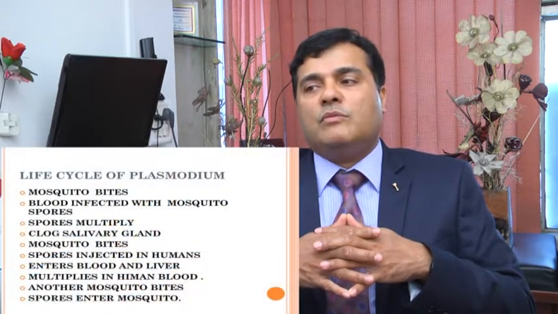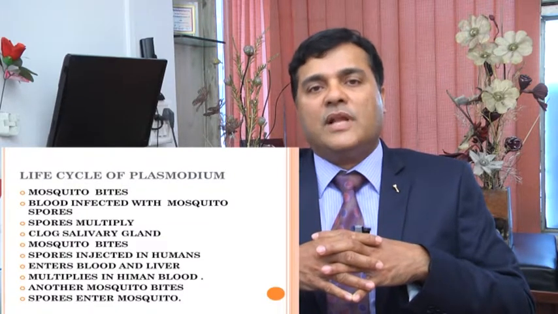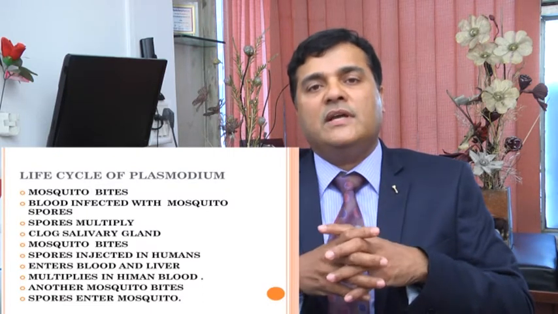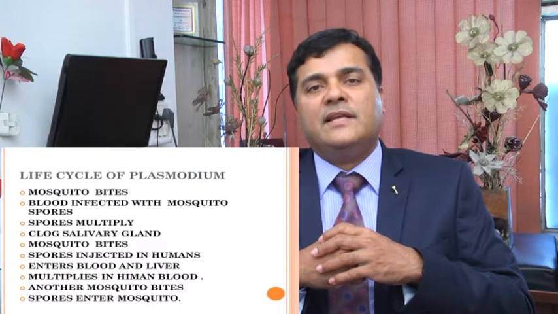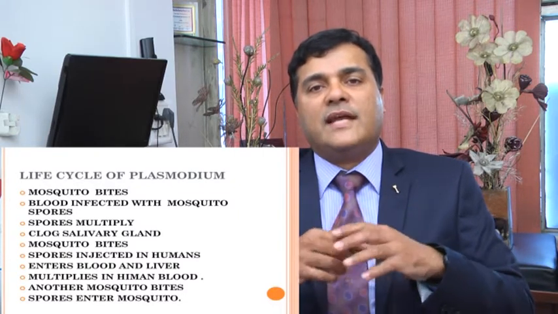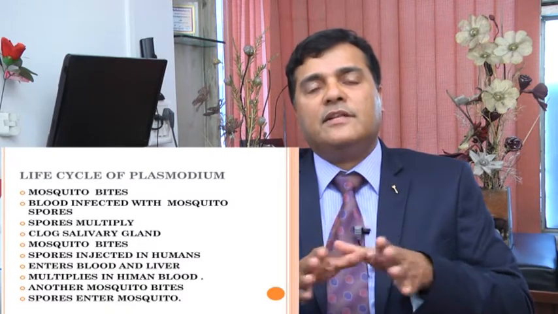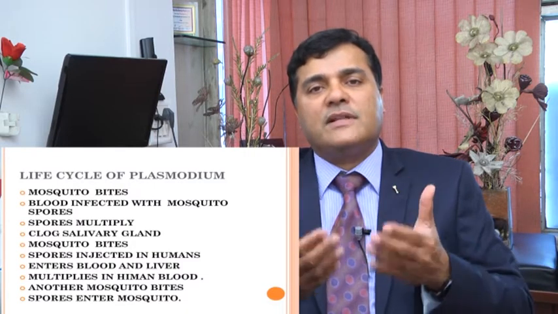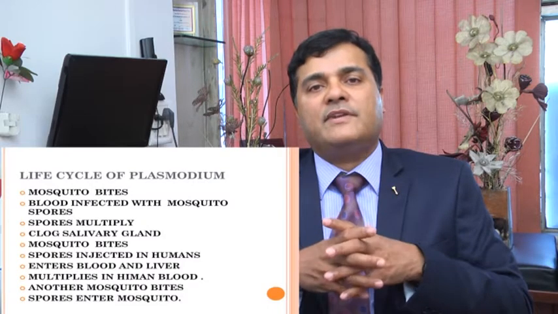So what is the life cycle of Plasmodium? What happens is, when the mosquito bites an infected person, the blood which is infected with the spores or sporozoids of P. vivax or P. falciparum enters in the salivary gland and then the intestine of the mosquitoes, and in the intestine they enter into the blood circulation and they start multiplying, and then they find themselves into the salivary glands of the mosquito and they clog the salivary glands.